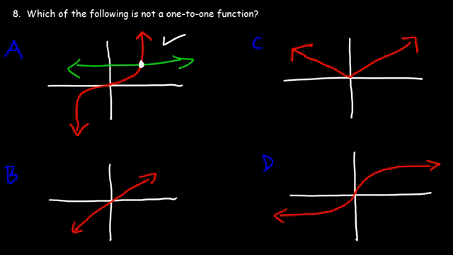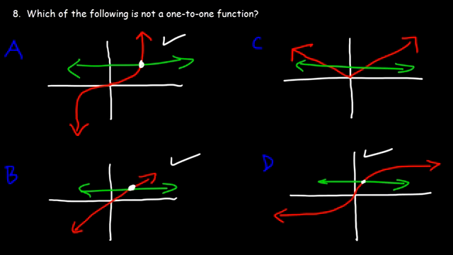If a function is one-to-one, that means that the inverse function is a function, which means the inverse function passes the vertical line test. So looking at B, if we draw a horizontal line, it passes the test. It touches the point only once. So B is a one-to-one function, and the same is true for D. D is one-to-one as well. But looking at C, it does not pass the horizontal line test. It touches the horizontal line at 2 points. So therefore, C is the answer. C is not a one-to-one function.